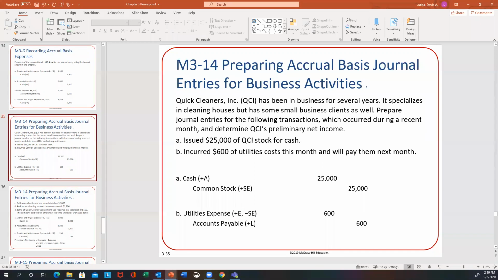Okay, so just looking at some more transactions. So look at the first couple. Again, some of these are from the last chapter too. So issuing cash for stock, you debit cash, credit stock. Part B, incurred utility costs, and we'll pay them next month. Well, the fact that you've incurred them, you have to record an expense, and then the offset will be to accounts payable. So you debit utilities expense, and then you credit accounts payable.